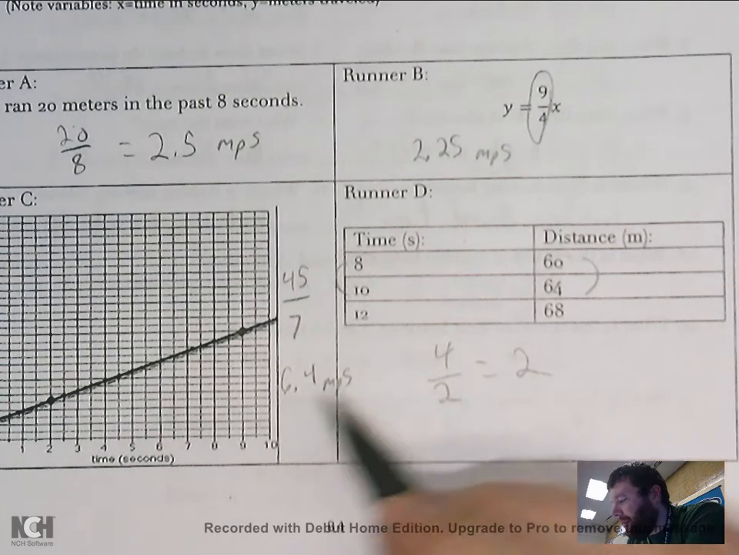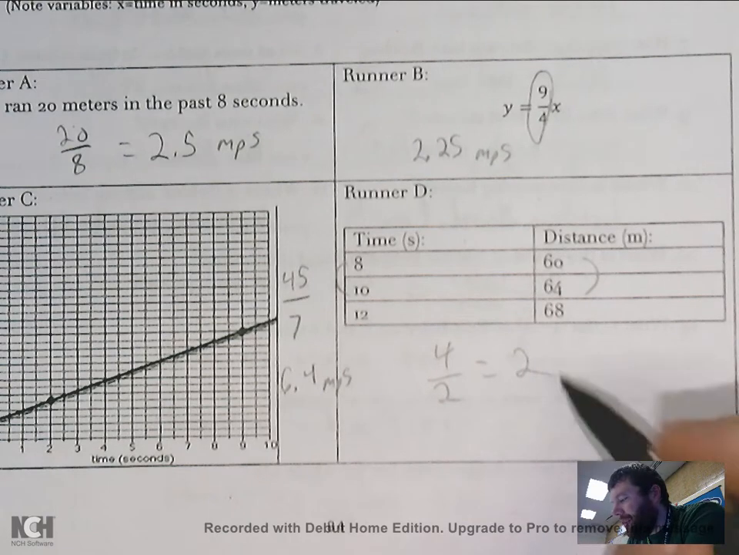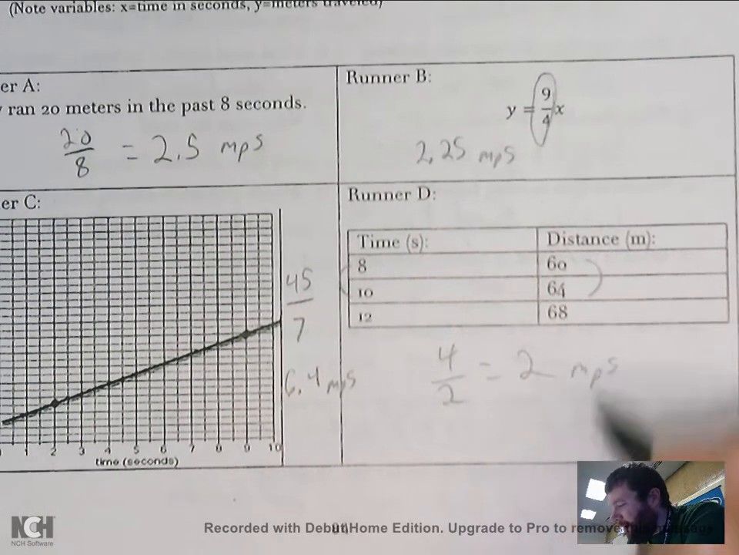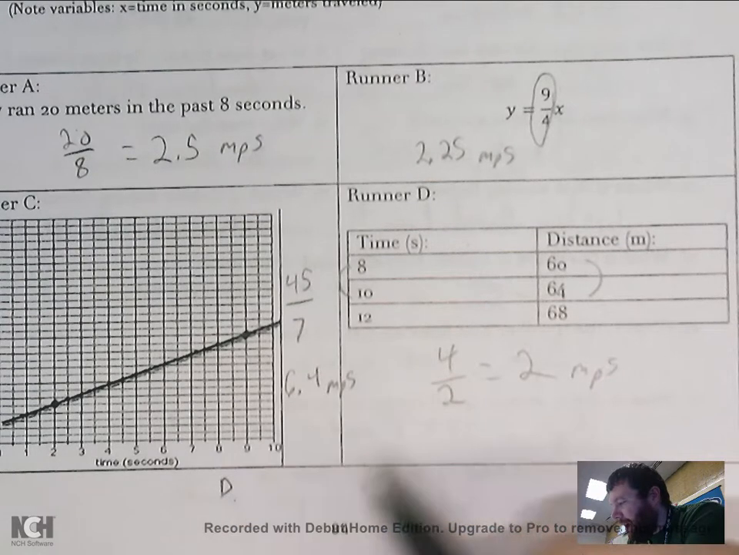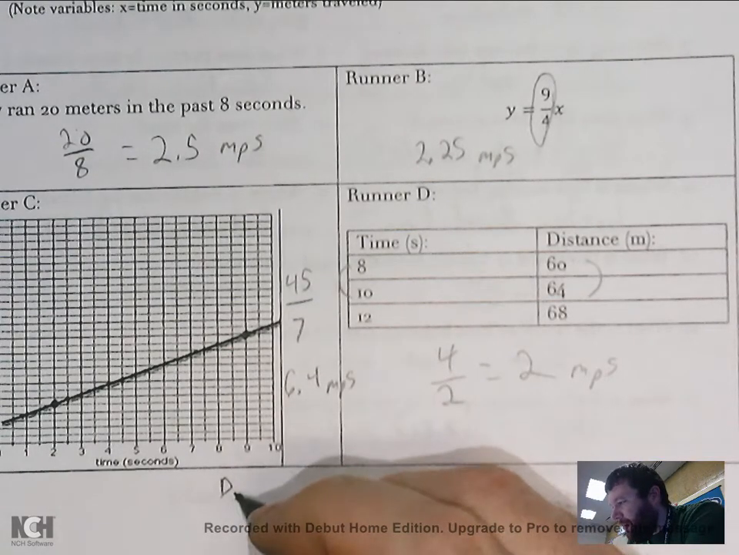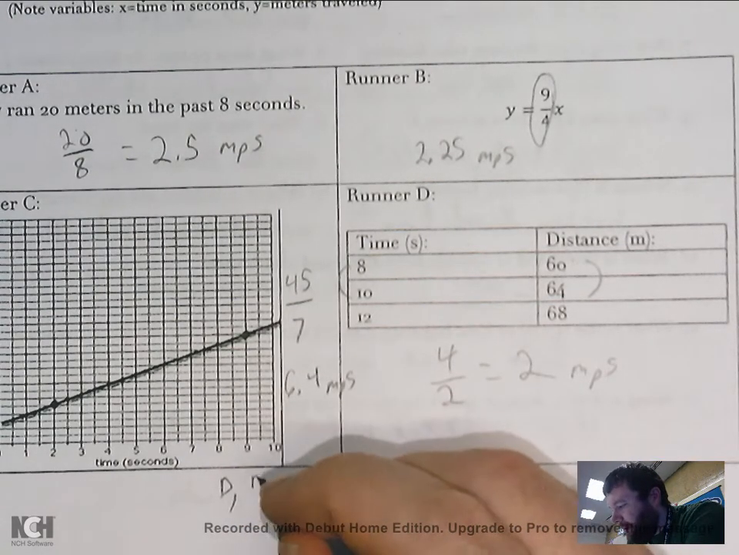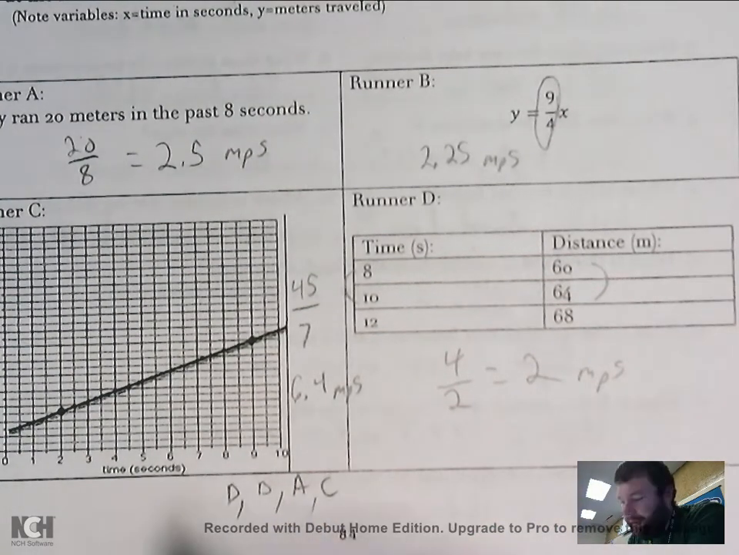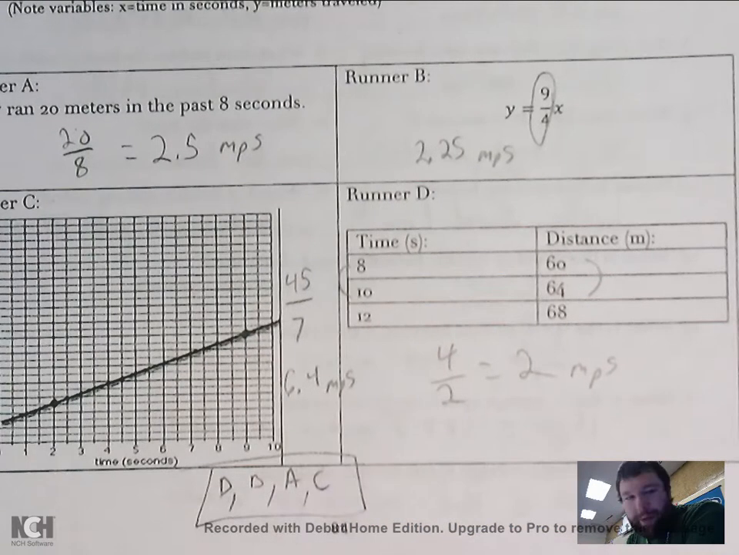So putting this all together, it looks like the slowest one would actually be runner D. And then the next slowest would be runner B, and then A, and then C would be the fastest. And that would be the order from slowest to fastest. And that's all you're doing in this section.